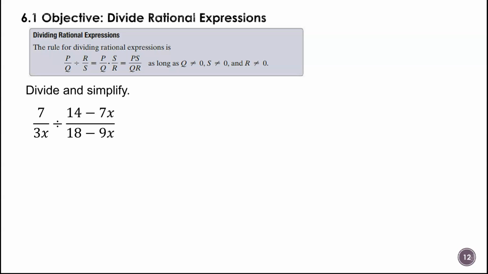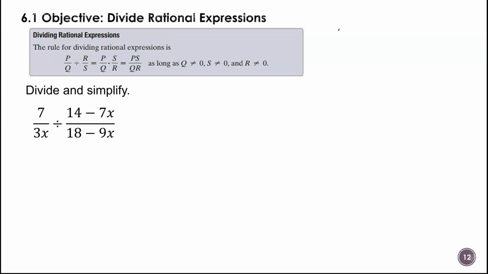We are dividing rational expressions, and to divide we actually rewrite it as multiplication. So notice in the rule, we multiply by the reciprocal of the expression that follows the division symbol. This is actually a common concept, just like it is whenever we work with fractions. And so we would do the same thing if we were just doing a simple fraction.